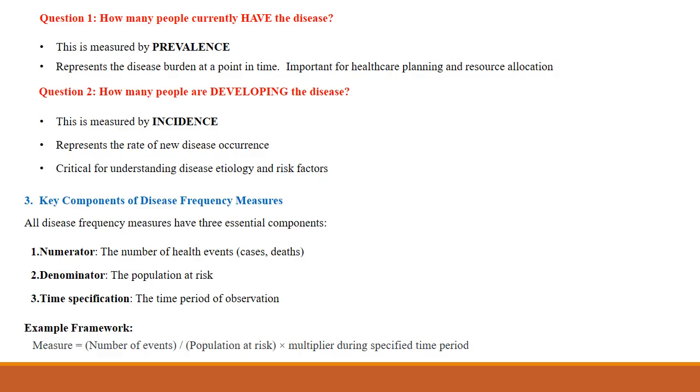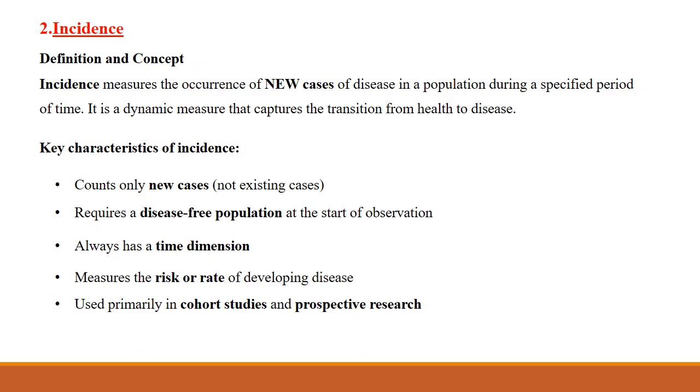Example framework. The measure equals the number of events, like the diseases and cases, over the population at risk, times a multiplier, during a specific time period. We will discuss all these formulas and frameworks. Number one is the incidence. Definition and concept: incidence measures the occurrence of new cases of disease in a population during a specified period of time. It is a dynamic measure that captures the transition from health to disease.